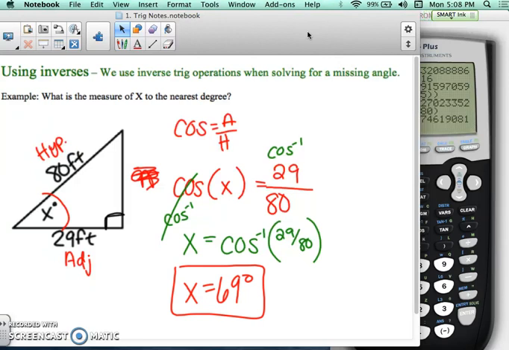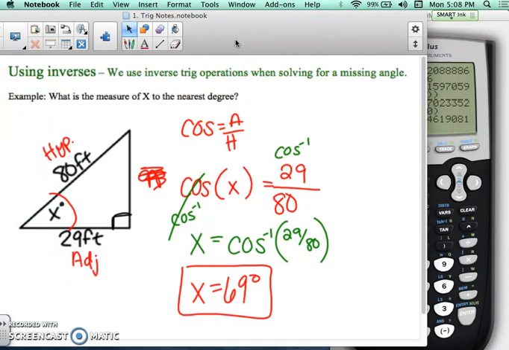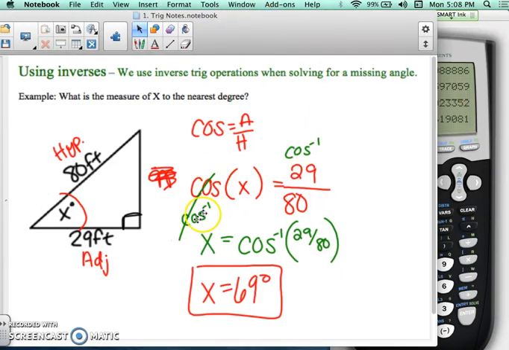Make sure you are paying attention to your directions on what to round to. For side length, it might be nearest hundredth. For an angle, it's usually the nearest degree, so the nearest whole number. That is how you use the inverse trig functions to find a missing angle.